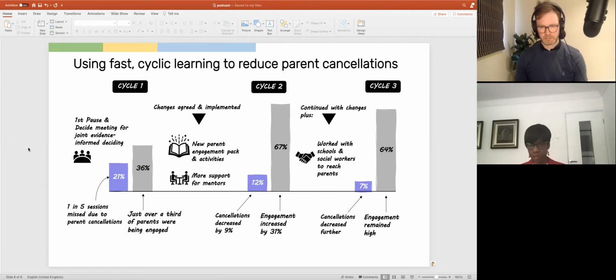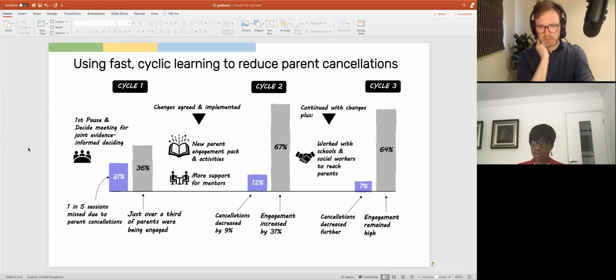So the program had to move online for a lot of sessions, or use remote methods, so phone calls. Chance saw this as an opportunity to do even more in terms of maintaining engagement. So they reached out to their partners in schools, working with teachers and also with social workers, because they can reach parents when Chance can't.